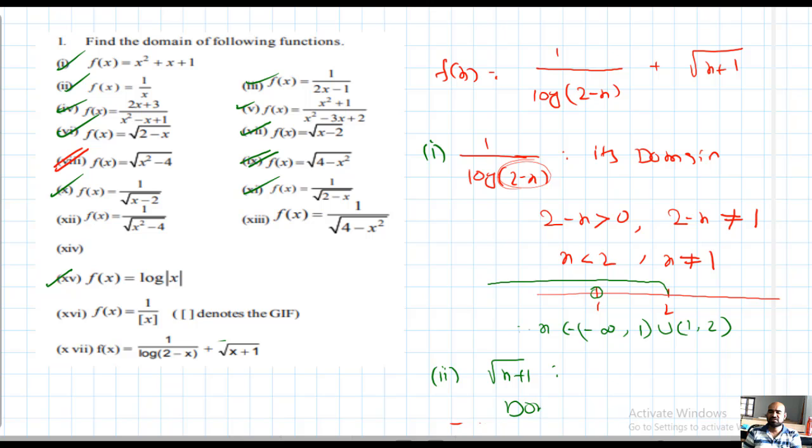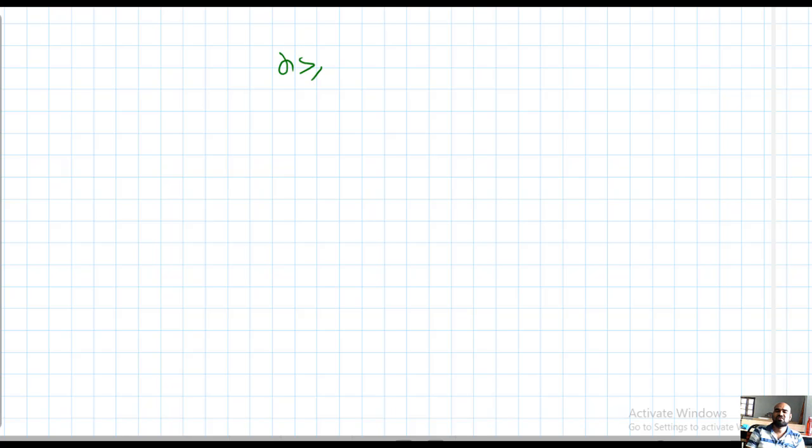What is the domain? Directly I can say that x plus 1 should be greater than or equal to 0. So, what is the meaning of that? x should be greater than or equal to minus 1, which means x belongs to closed minus 1 to infinity. So, now you want to find the intersection, the domain of the given function.